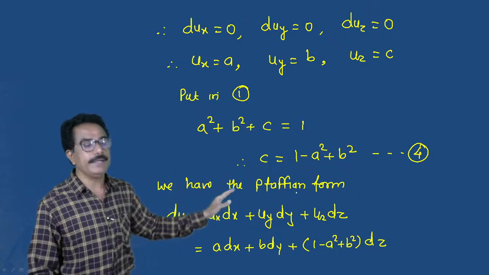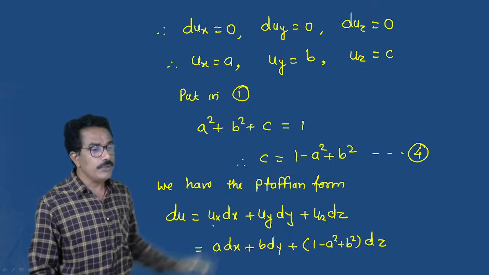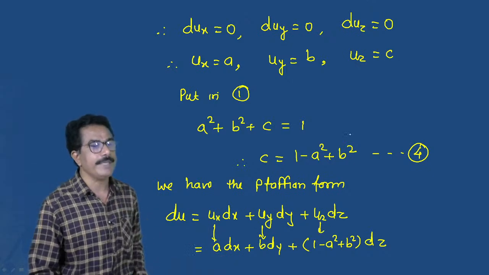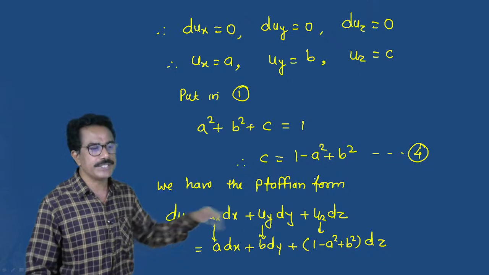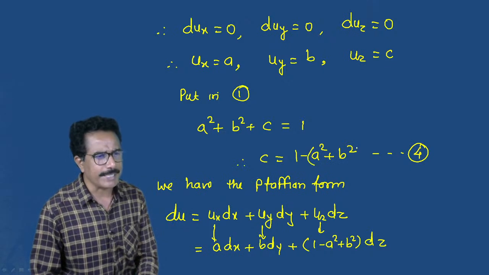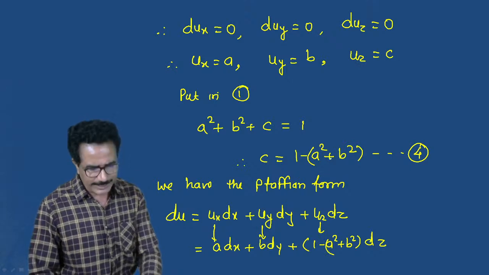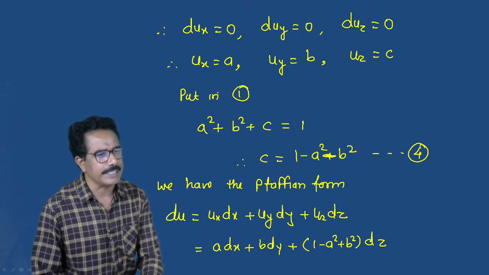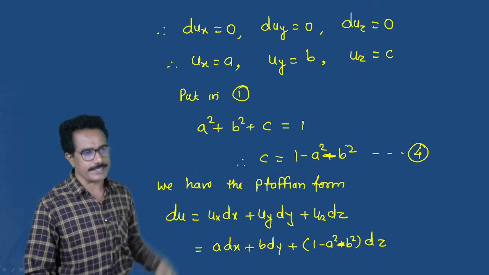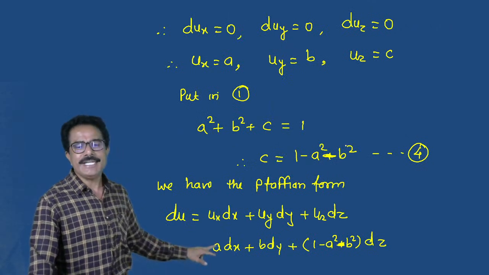Now we have the Pfaffian differential equation of the form du is equal to ux dx plus uy dy plus uz dz. Ux means a dx, uy means b dy, uz means c dz, but c is 1 minus a square minus b square. Is it okay? Put it in a bracket, students. Or we can write 1 minus a square minus b square. Make this correction here, because you can take a square minus b square minus. Okay, so now you can integrate this.